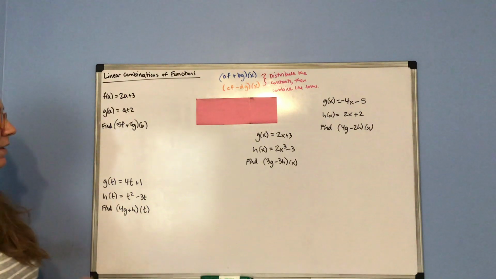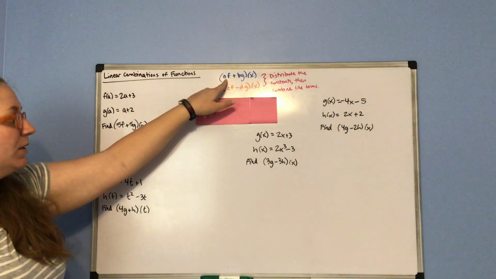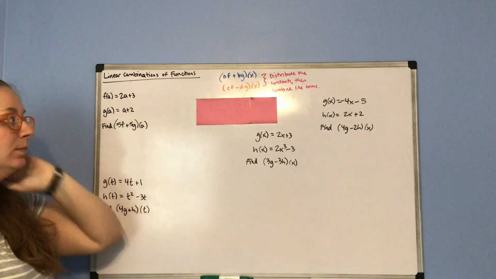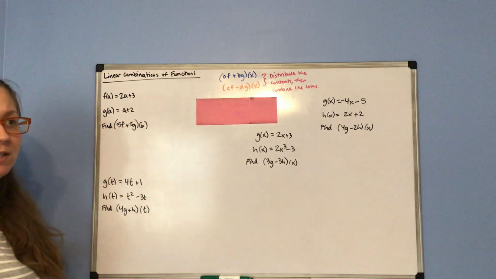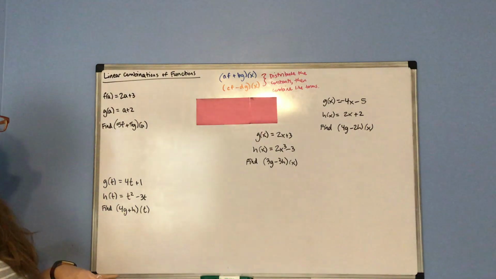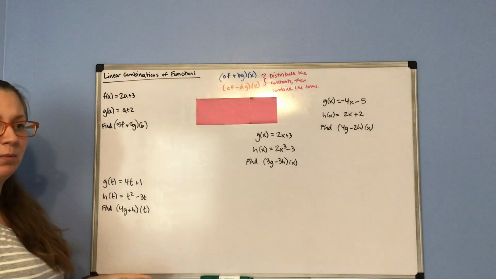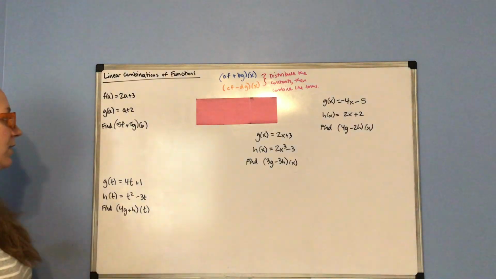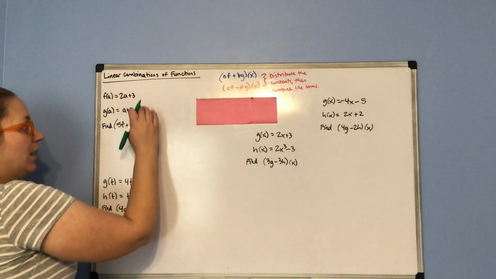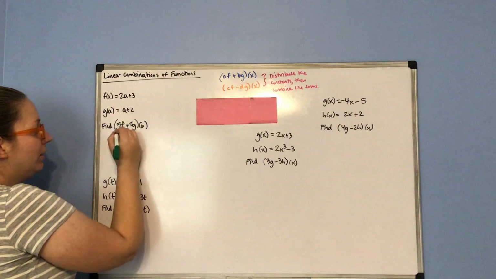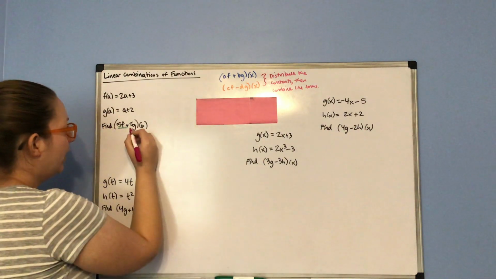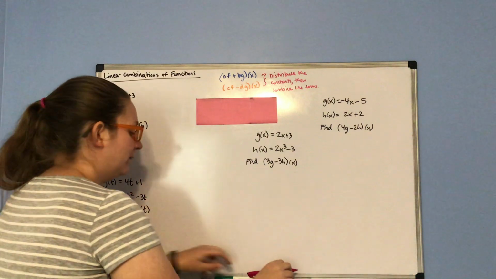How we're going to handle these is we need to distribute whatever number is in front of each function and then combine like terms as needed. The x, or whatever your variable is at the end, isn't saying multiply by x, it is saying that is the variable that we are dealing with in these functions. So let's try one out. They give us an f equation, a g equation. They want us to find 5f plus 5g of a.